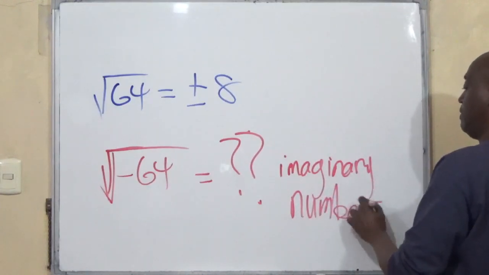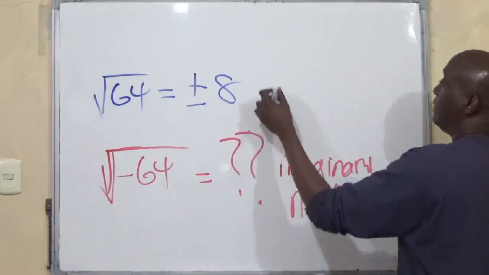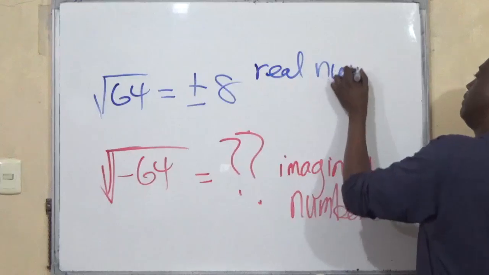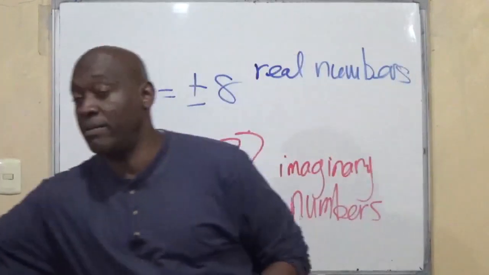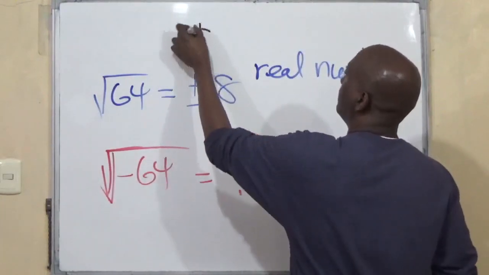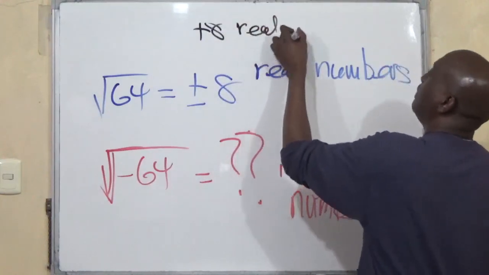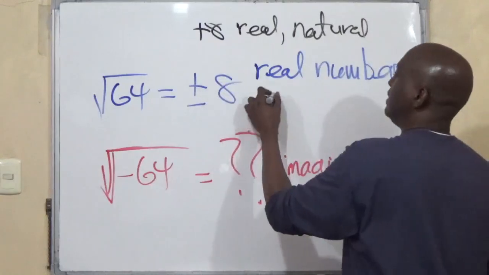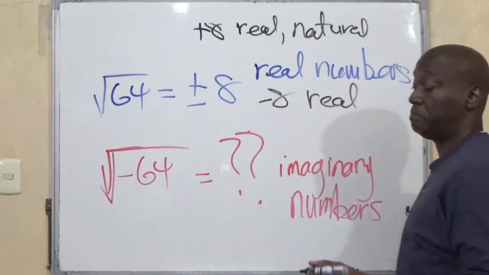Alright? The answer to this, which is the one that we just discussed, would be real numbers. Right? And the two numbers being real, the plus 8 would be real and natural. The minus 8 would just be real, it's not natural.